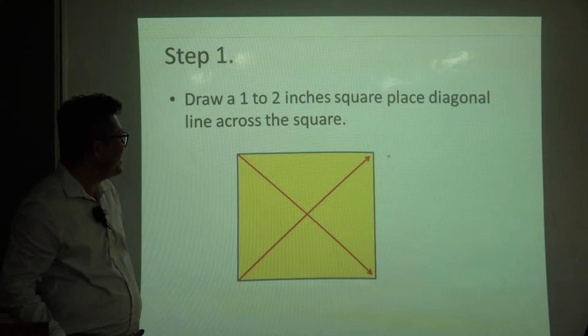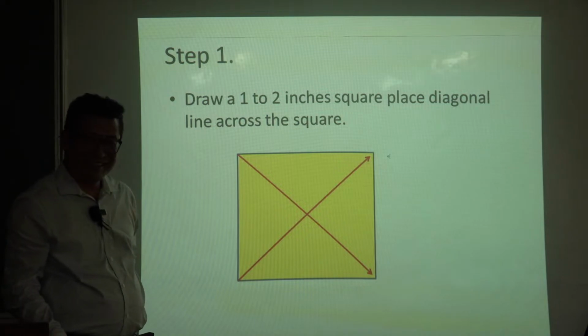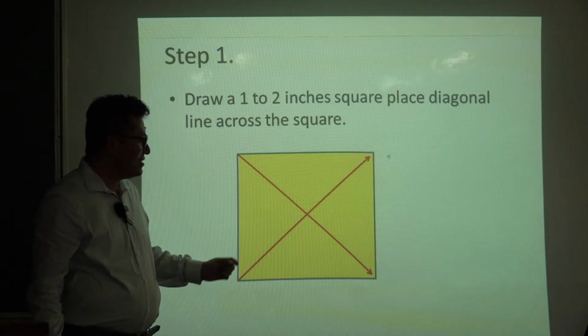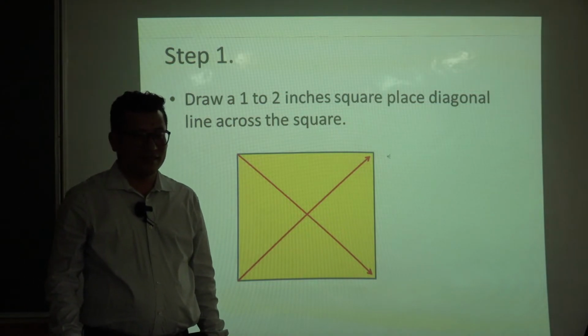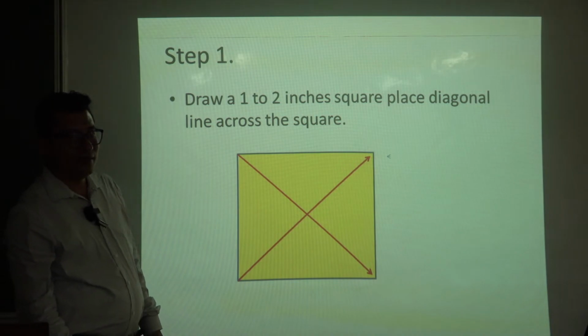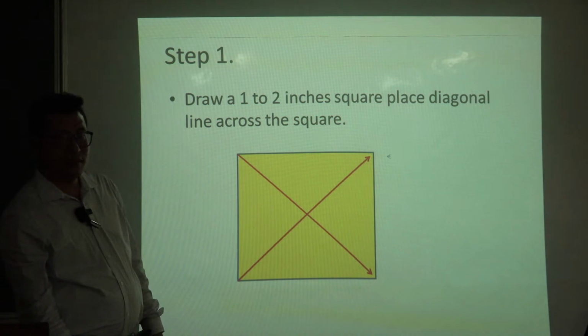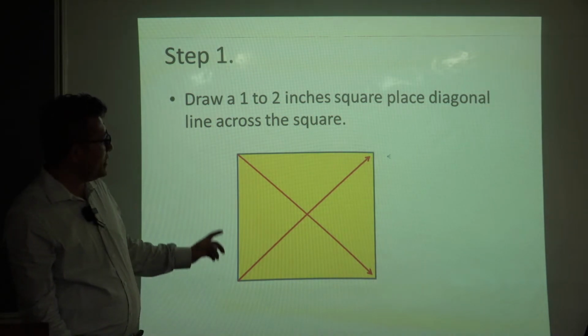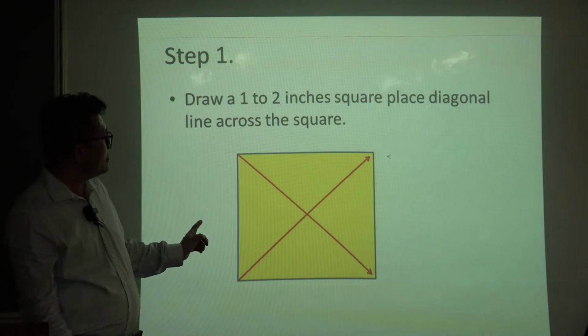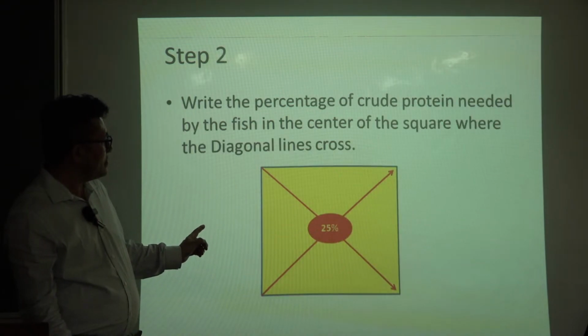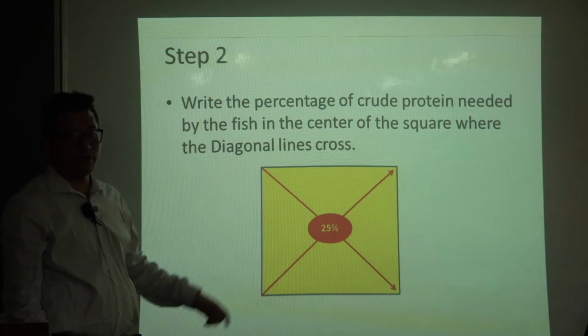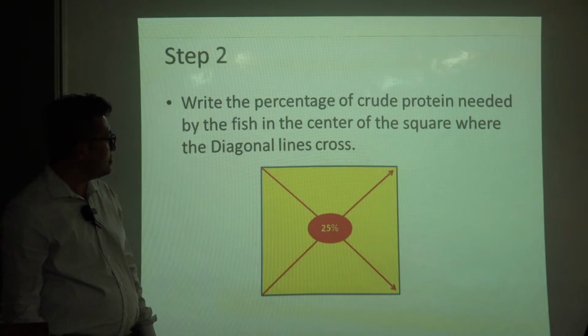So in that box, where the two diagonals meet, the center, there you have to write the required protein concentration of the feed that you would like to prepare. So here we have taken 25 as the target protein. So the next is you write here 25.